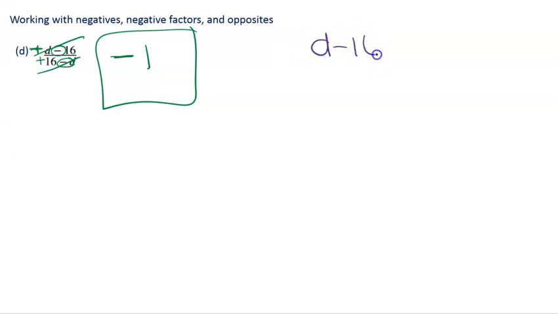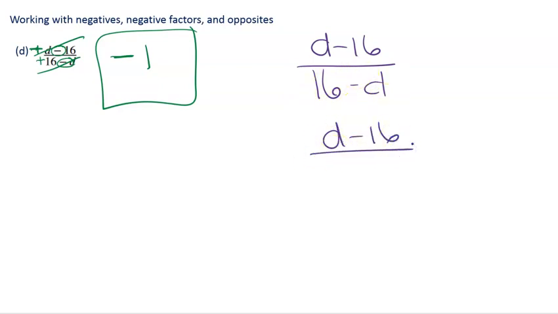This is d minus 16 in the numerator and 16 minus d in the denominator. Now, this denominator, it's perfectly fine to rearrange the terms, remember, as long as you keep the signs in front of it. So this 16 is positive, I'm going to put it in the back. This d is negative, I'm going to put it in the front. Look, you can clearly see the signs are opposite.